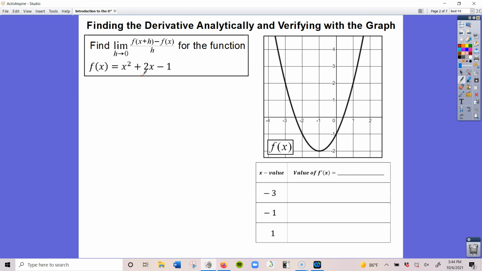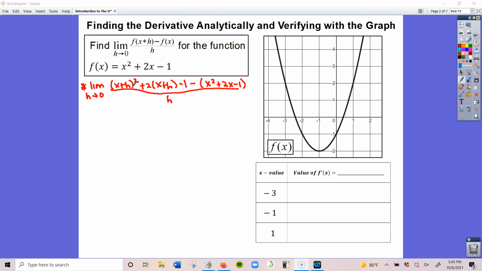So what I'm going to do is I'm going to take f of x and I'm going to plug it into this expression. But here we have f of x plus h. So that means that for this part of my limit statement, we are going to replace all of the x's with x plus h. So this is what it would look like. The limit as h approaches 0 of x plus h squared plus 2 times x plus h minus 1 minus all of f of x, which is x squared plus 2x minus 1, and everything is over h.